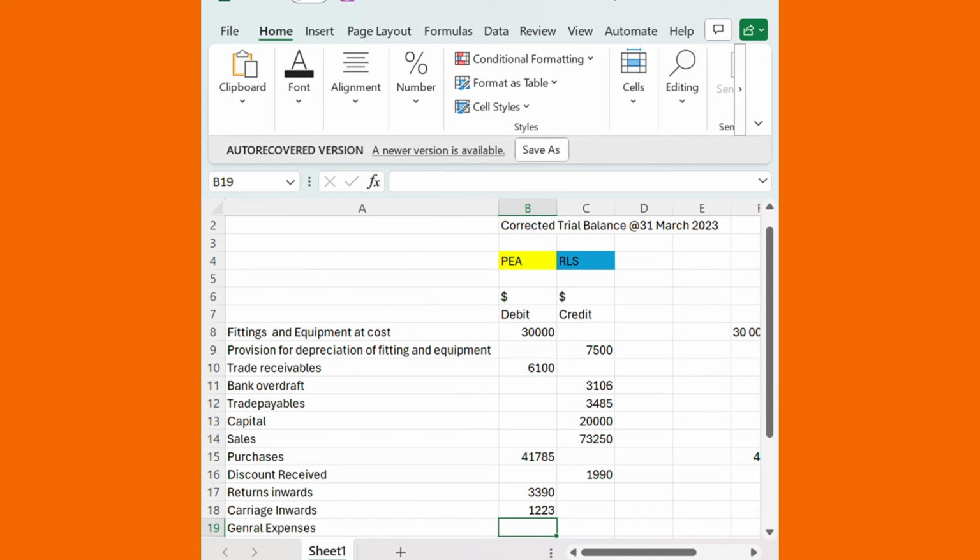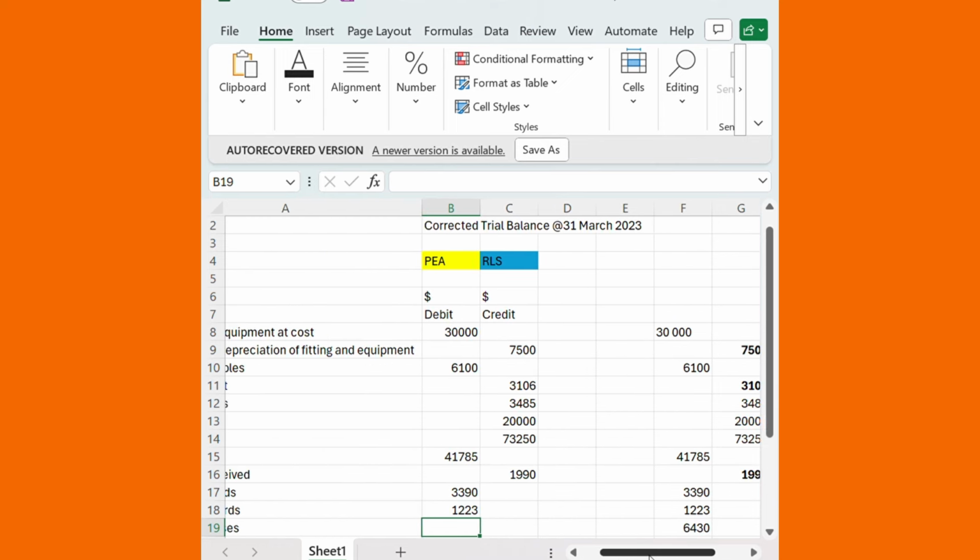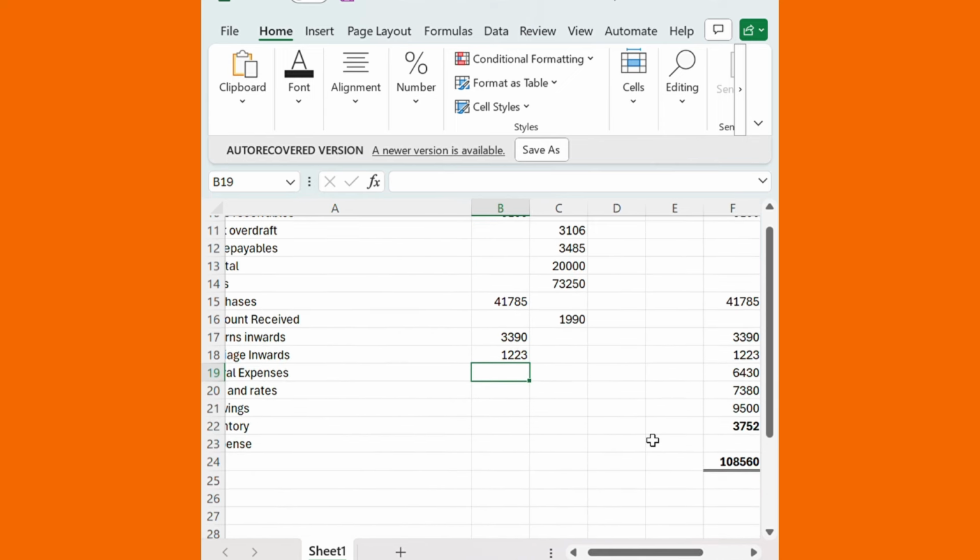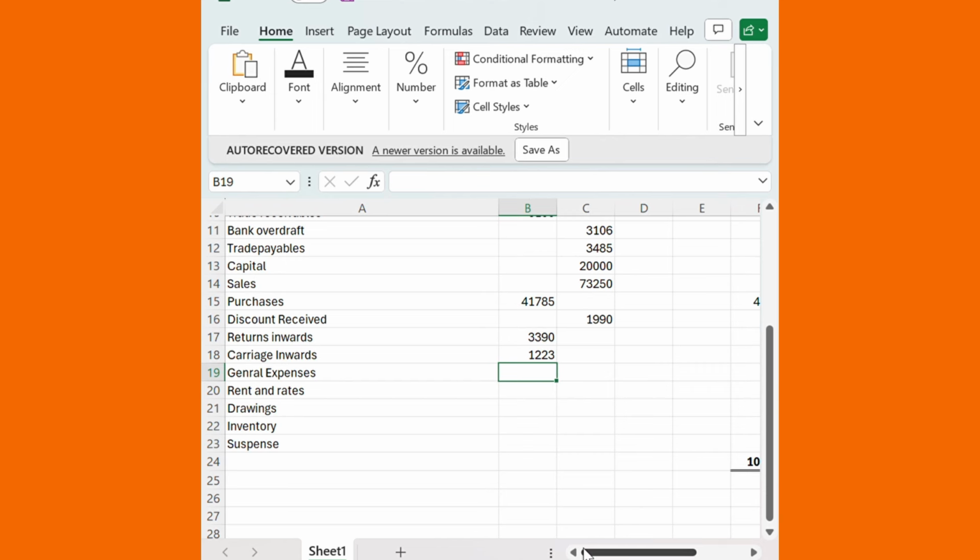Let me just see if all the points, we're almost there. Yes, there we go. And we're almost at the end. And then we see at the end we have general expenses. When we look at our general expenses here, the general expenses are 6430. And as we've used the equation on top, PEA, E stands for expenses. So that's where we have it.